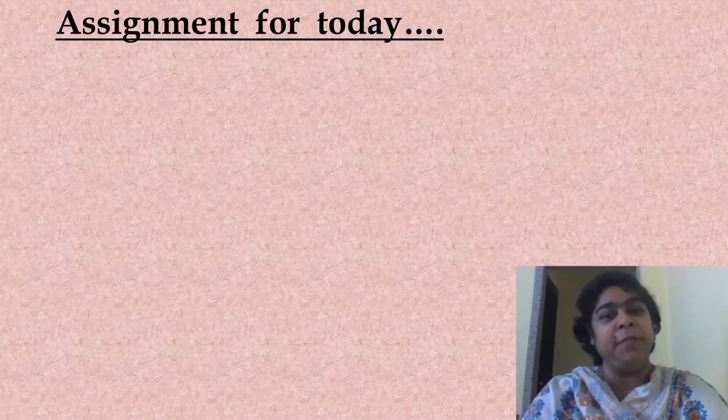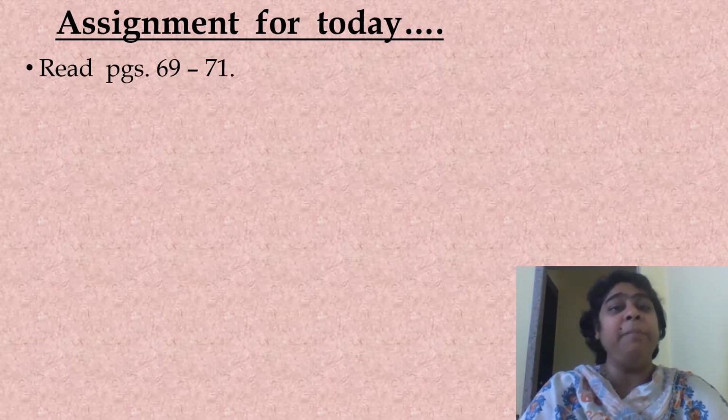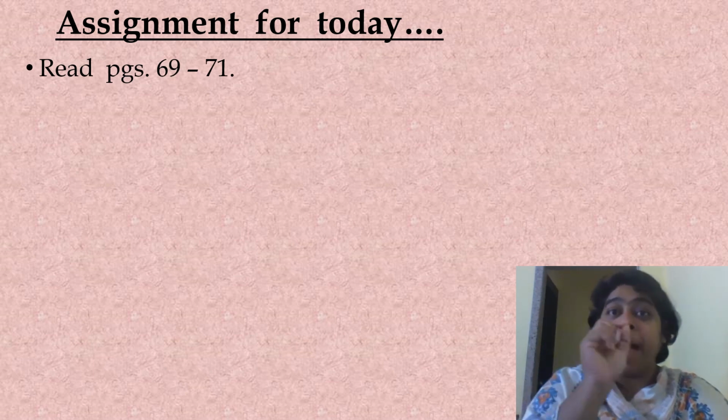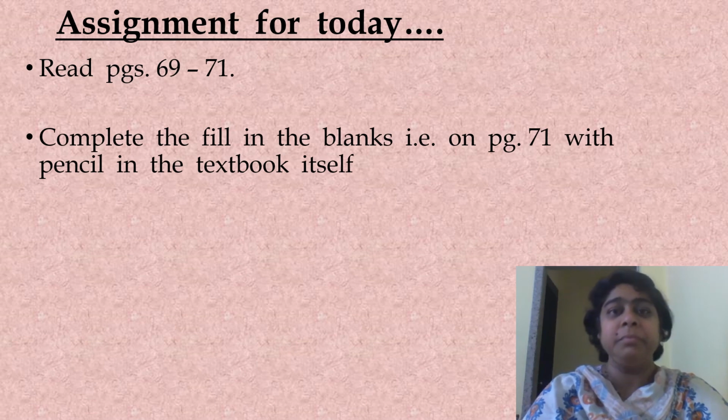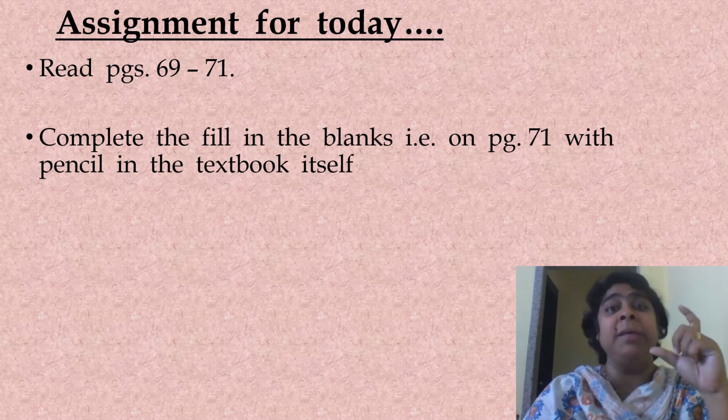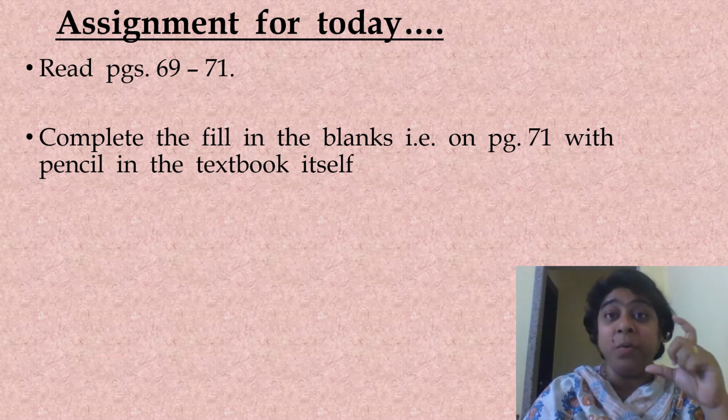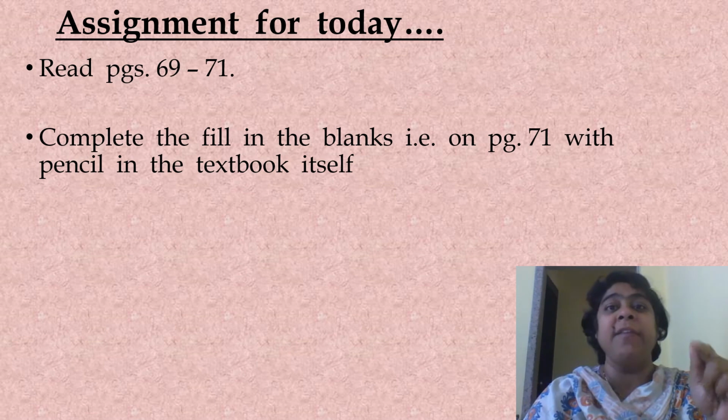Now the assignment for today. You will read pages 69 to 71. Children, if you have any doubt, mark it with a pencil and we will discuss it during the online sessions. There is a set of fill in the blanks given in a brown box on page number 71. You will do those fill in the blanks in the textbook itself with a pencil.